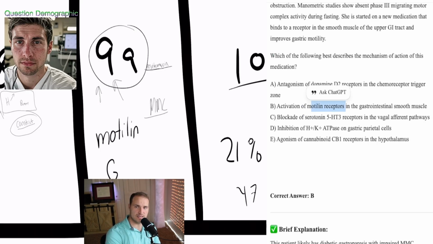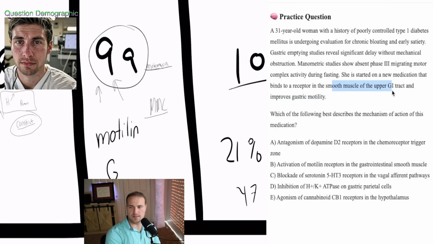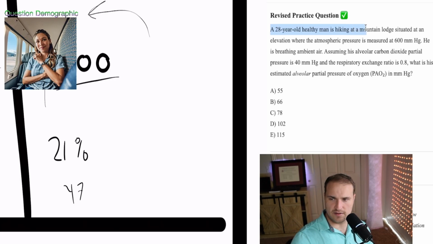Norepinephrine would be sympathetic, that would decrease motility. Acetylcholine would be vagal parasympathetic, so it would stimulate secretion and motility, but it's not going to be the most specific example. Bind to the smooth muscle of the upper GI tract and improve the motility: Motilin.